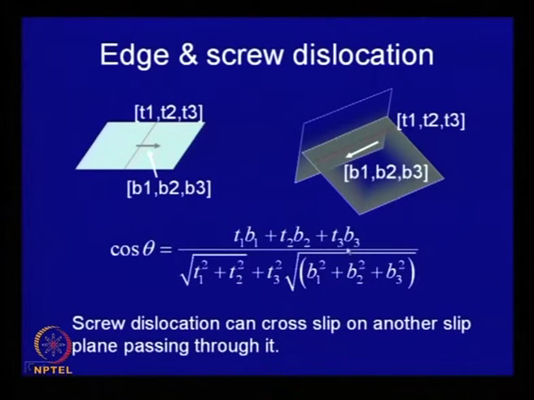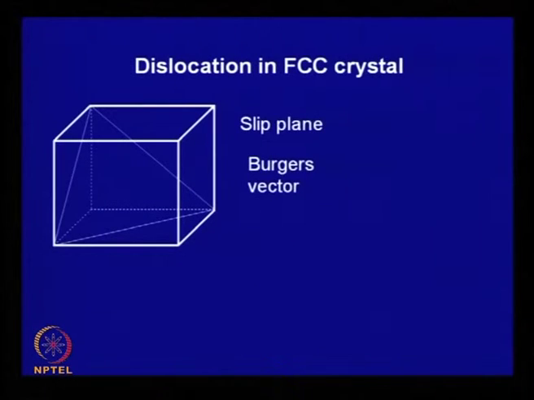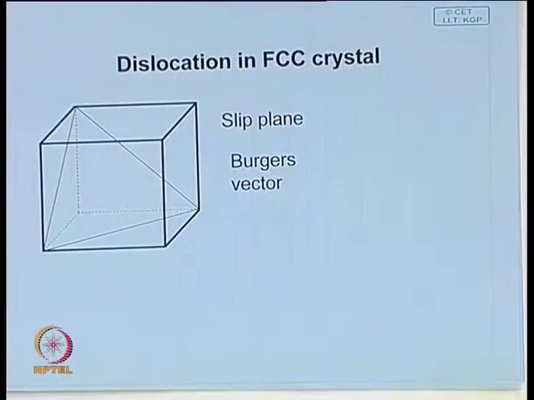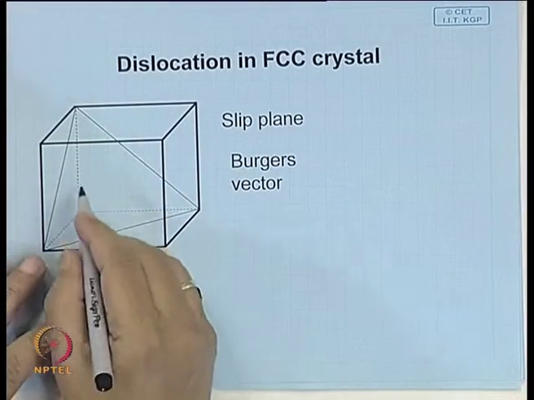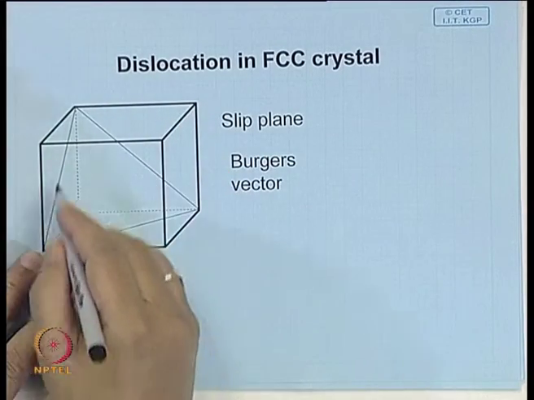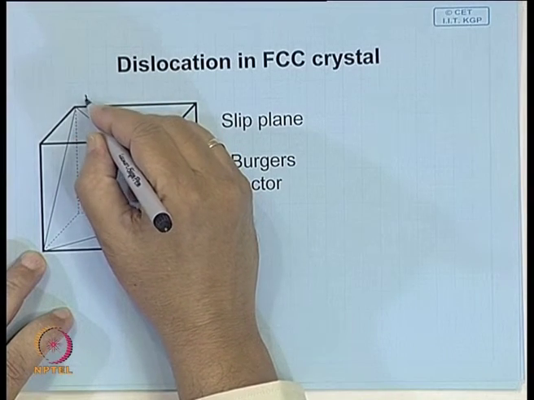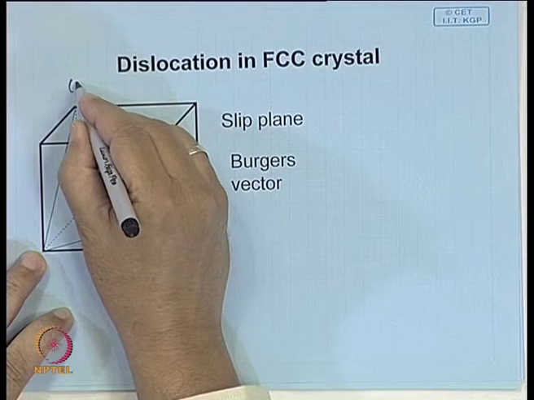And so, therefore, it is very easy to check, if the dislocation Burgers vector is given and the slip plane is given, which dislocation will be mobile and which will not be mobile. So, let us look at this a little more carefully with respect to the face centered cubic structure. In the face centered cubic structure, the slip plane is the plane 1 1 1.